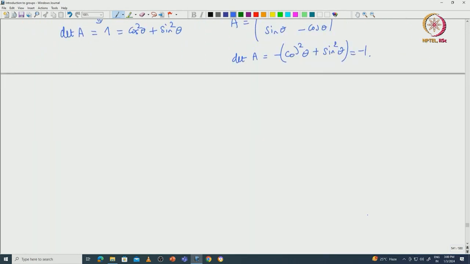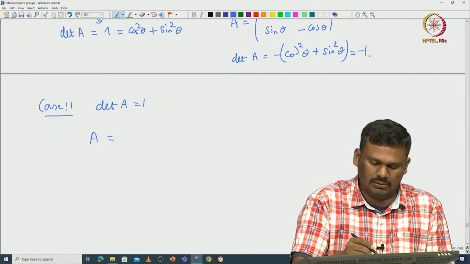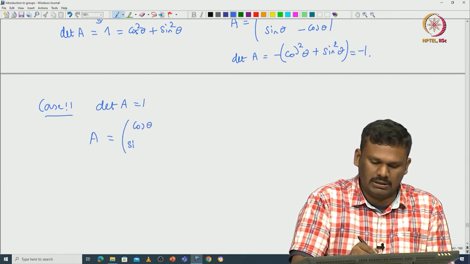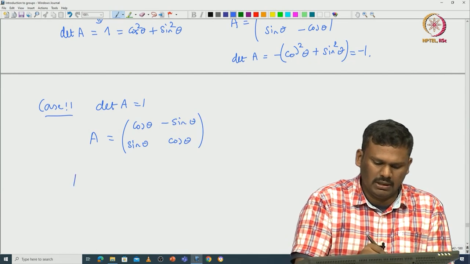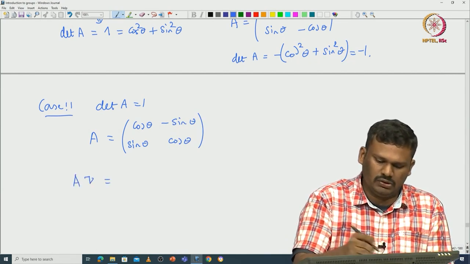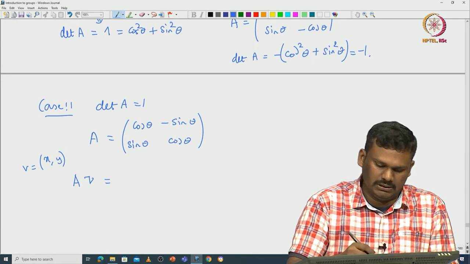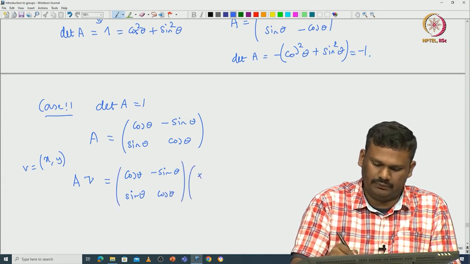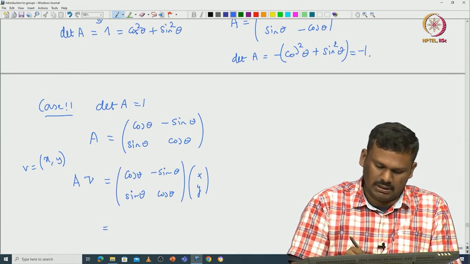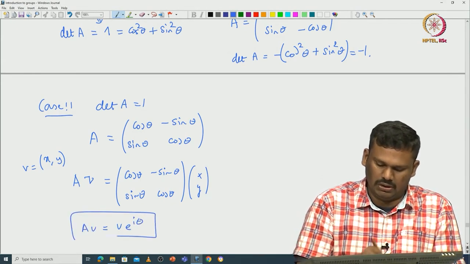So, in case 1, when the determinant is 1, let us see what A does. A is nothing but cos theta, sin theta, and then minus sin theta, cos theta. If you take V to be x y, then this A V is going to be cos theta, minus sin theta, sin theta, cos theta times x y, which is exactly V times e power i theta. So, this is going to be the rotation.